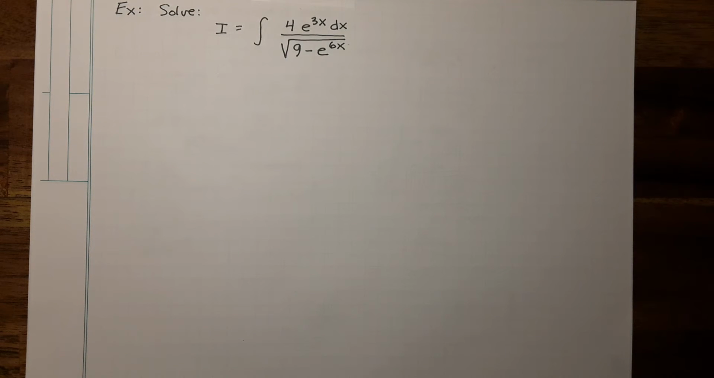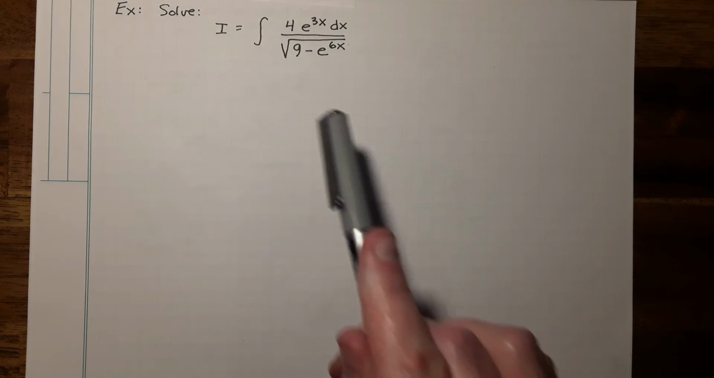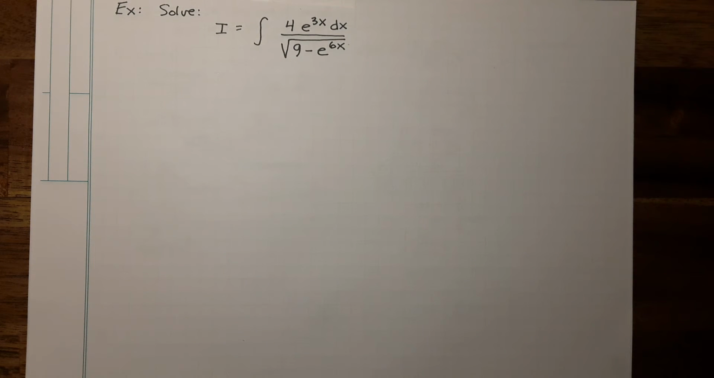Step 3, is this a standard form? Is it one of the 1 over u integrals or e to the u integrals? And no, we've got this weird square root thing with multiple terms in the denominator. Is it one of the standard trig forms? The answer is no. It doesn't look like any of the standard forms.